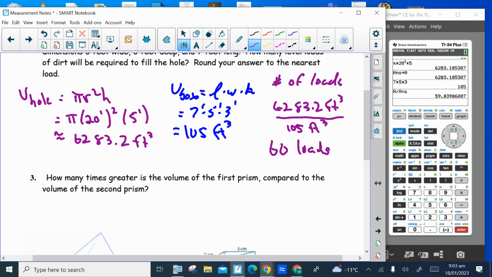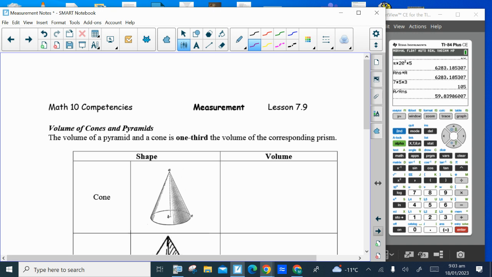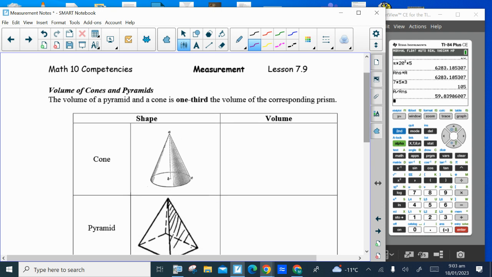So now let's go on to 7.9, because this involves a couple different shapes. We've done surface area of cones and pyramids, but now we got to do a few questions with volume. The volume of a cone is pi r squared h divided by 3. The volume of a cone is related to the volume of a cylinder. The volume of a cylinder was just pi r squared h. This is 1/3 of that. So a cone is just a cylinder that has been cut apart, and 2/3 has been taken away, so you're left with 1/3 of the cylinder.